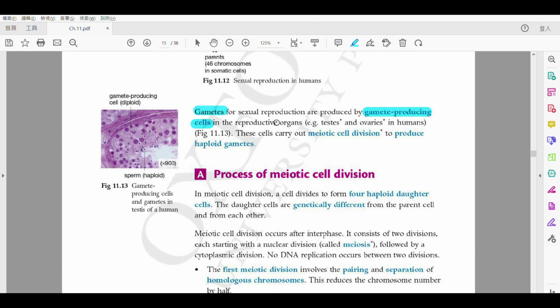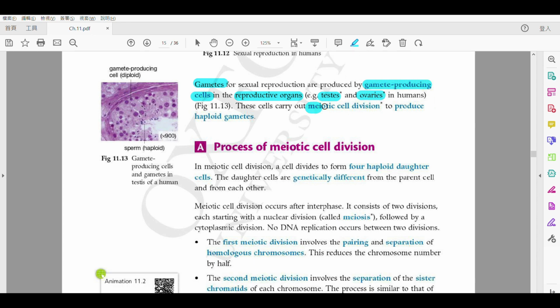In human, we have some reproductive organs. 有一啲嘅生殖器官啦，organ in Chinese is 器官。Reproductive 係生殖啦。You are going to learn it sooner or later. Testis in Chinese is 睾丸 from male, ovaries 就係卵巢 for females. They carry out meiotic cell division to produce gametes, haploid gametes.